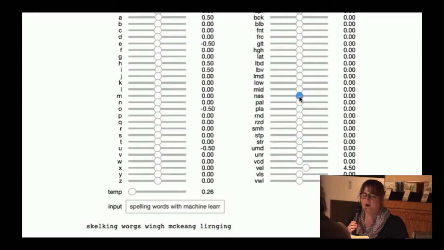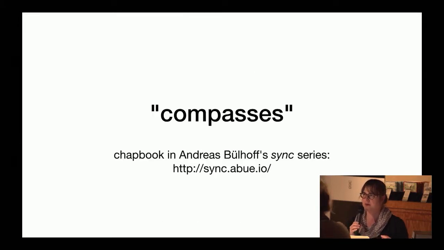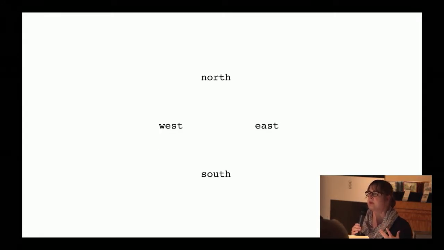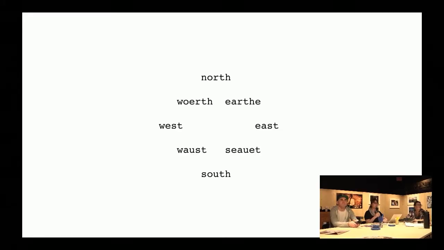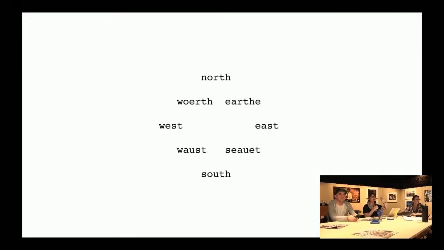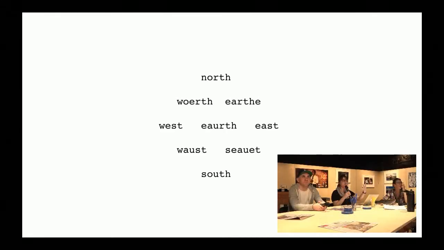But one of the big projects that I've been working on with this is Compasses, which is a chapbook in Andreas Bolhoff's Sync series. It came out last year, in which I use this model to write poems that start with quartets of words, words that occur in natural quartets that don't necessarily have a natural ordering to them. And then I use the model to find the words in between each of those words. And then I average together all of those words and put that word in the middle, giving you this composition based on phonetic similarity among these words.